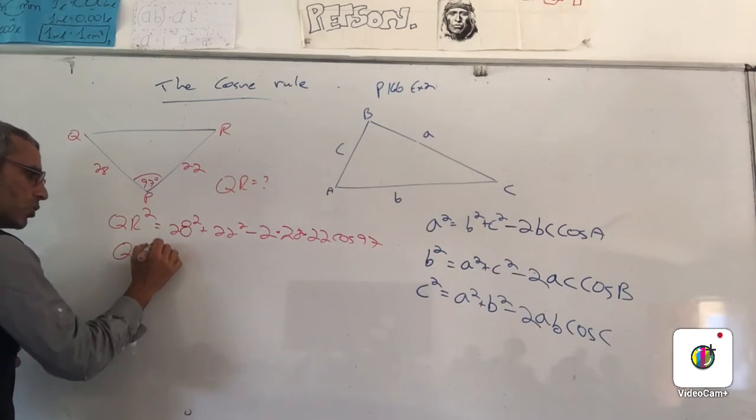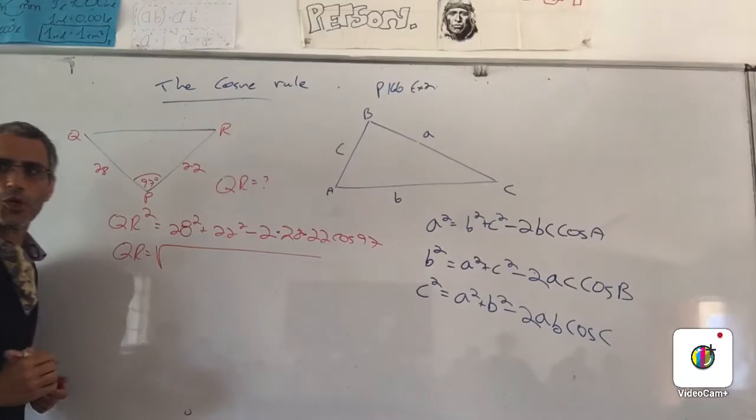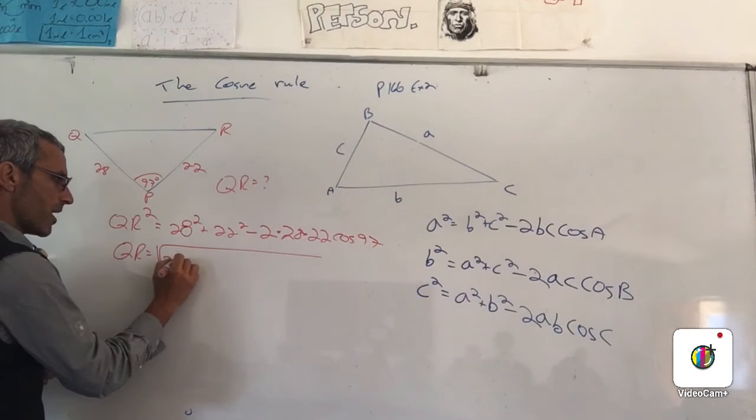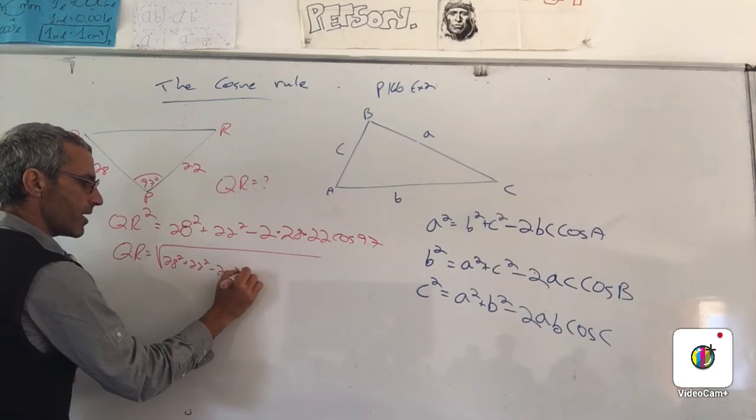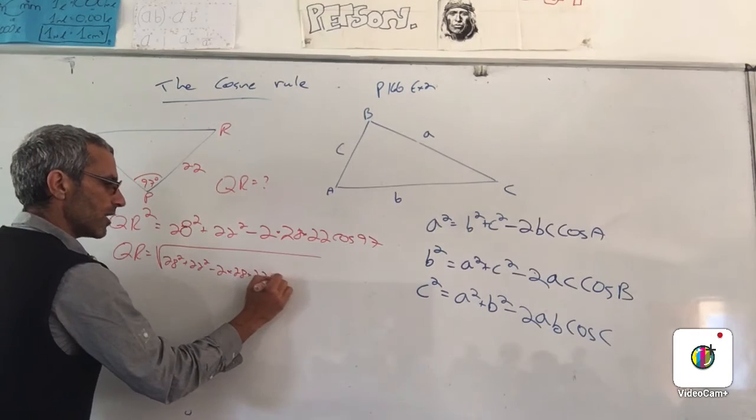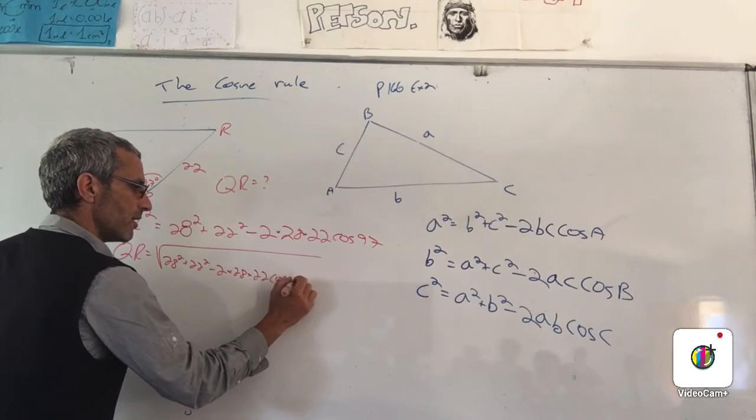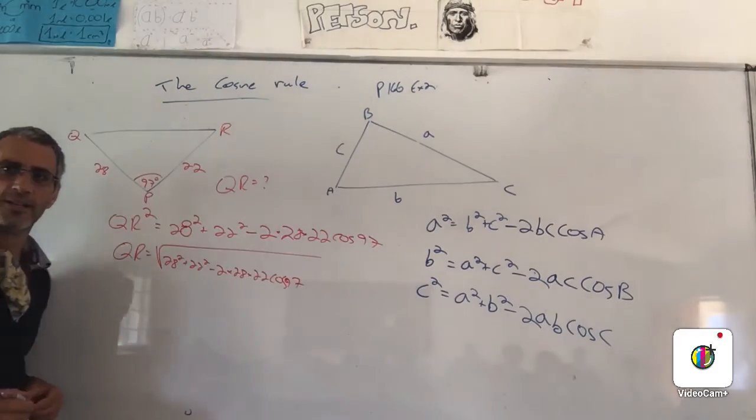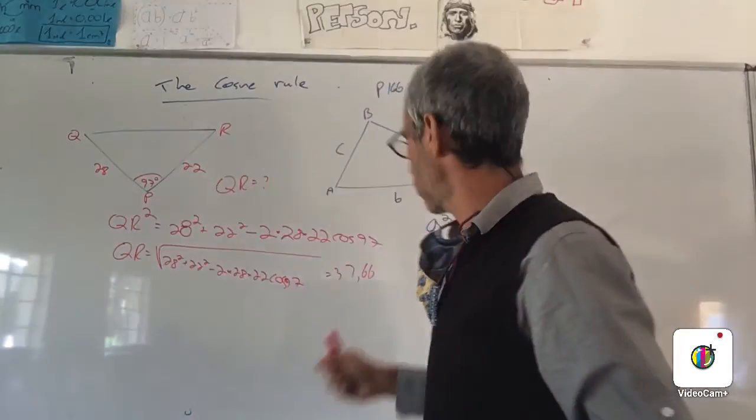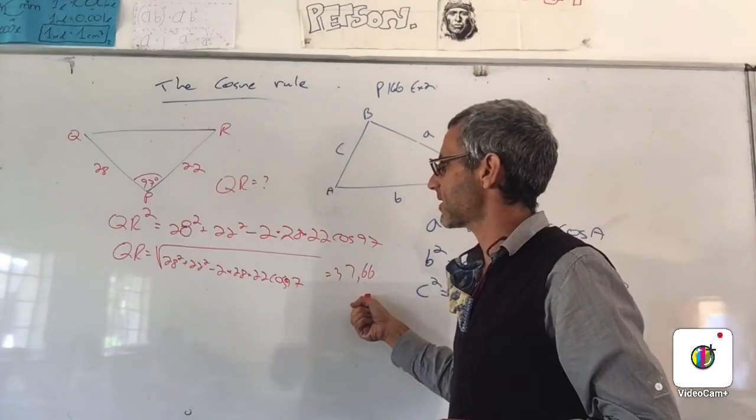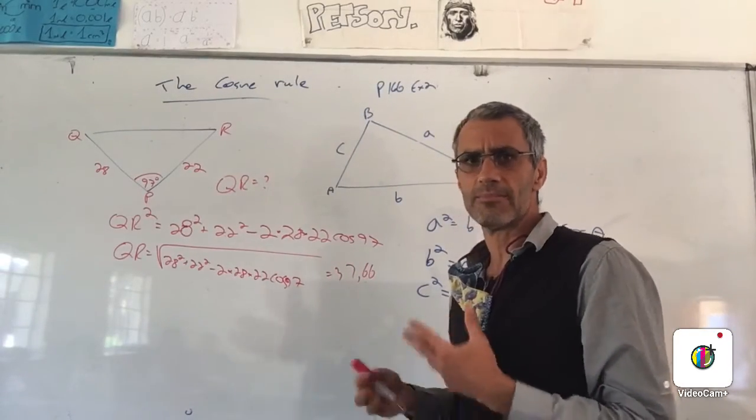So what are we going to do? We're just going to put that all under a cozy square root: 28 squared plus 22 squared minus 2 times 28 times 22 times cos 97. Put that in your calculator and give me a number, please. Okay, we'll pause here. I'm told we're getting 37.66.